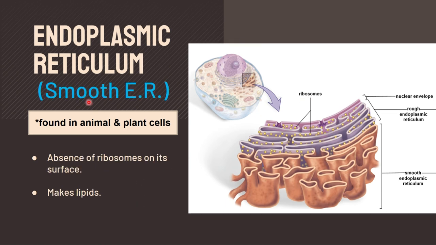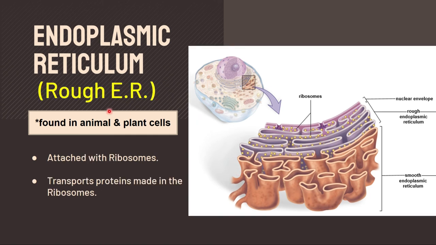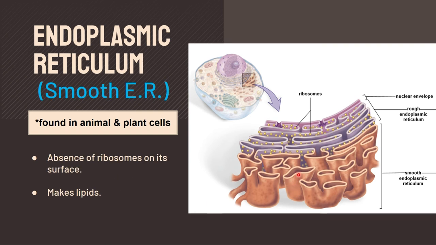Then next, we have the smooth ER, or smooth endoplasmic reticulum. This is the smooth endoplasmic reticulum just next to the rough endoplasmic reticulum. It is called smooth because it has no ribosomes attached to its surface. The function of the smooth endoplasmic reticulum is different from the rough endoplasmic reticulum. The function of the smooth endoplasmic reticulum is to make lipids. Remember that the rough ER has ribosomes attached to its surface, and that is where the proteins are made. In the smooth endoplasmic reticulum, there are no ribosomes attached, and it produces lipids.